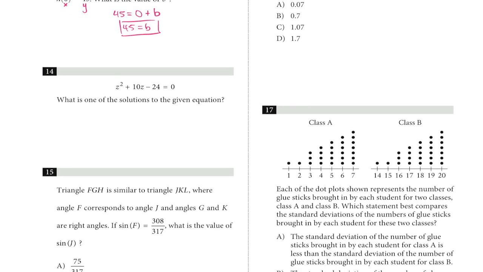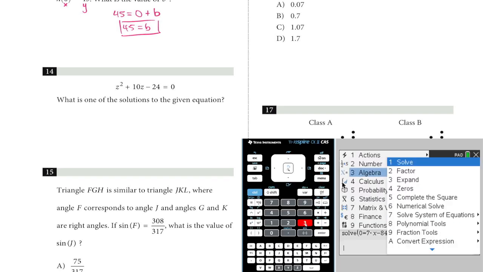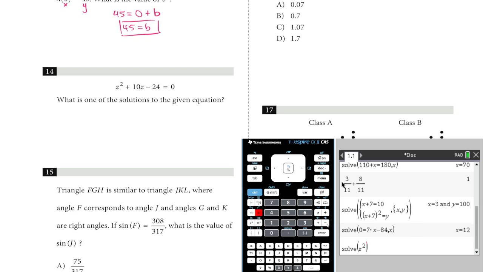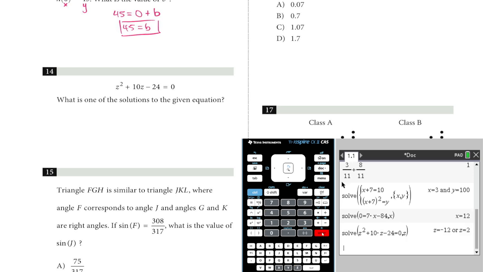All right, 14. What is one of the solutions to the given equation? So they're asking us to find the solution. Well, we have the equation, so we can pull up our calculator, do menu 3 1, and we can just do z squared plus 10z minus 24 equals 0, comma z. Got to tell the calculator what to solve for. So we either get z equals -12 or 2.